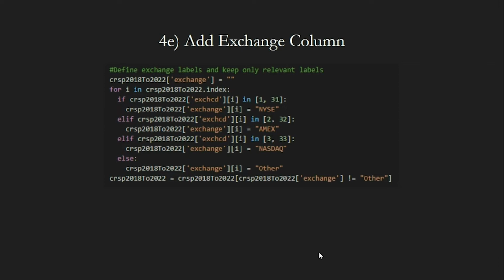Then we add a column for the exchange type of every row. We first create an empty exchange column, and we use a for loop to go through every index of the data frame, setting the exchange type based on the following rule. If the code is 1 or 31, then it's traded on an NYSE exchange. If the code is 2 or 32, then it's traded on the Amex exchange. If the code is 3 or 33, then it's traded on the NASDAQ exchange. Otherwise, it's an exchange of another type. Finally, we filter out the exchanges of any other types.